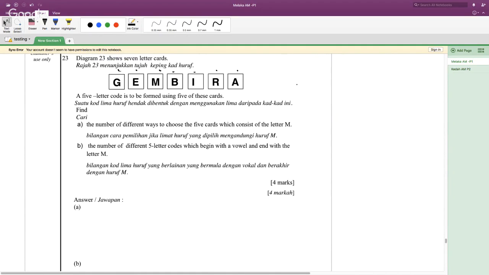Okay, this one actually stuck me for a while. So let me see. If you want to consist of letter M, I want to choose the number of ways of choosing the 5 cards here. This one is a C. So that means M must be inside. If I already have M, I actually need to choose another 4 more cards. So just assume the M is gone.